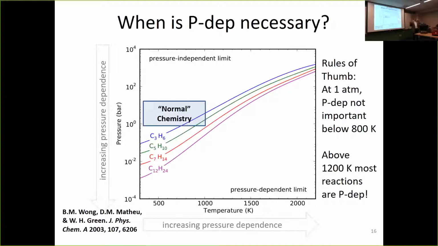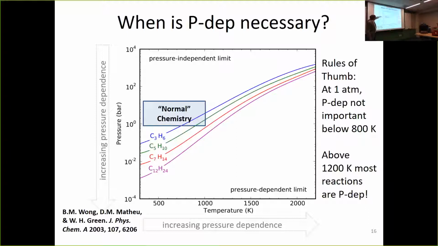But then the question is, is that accurate? When is it important to do it? And this is an evaluation of that that was done in this paper. And if you're interested in this question, I highly recommend you read this paper. And this gives a way to estimate how different the PDEP rate will be from the high pressure limit rate. And I think here this line is where the two rates differ by a factor of 2. So the PDEP is like more than a 50% correction.